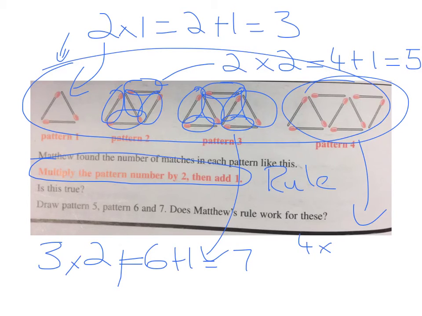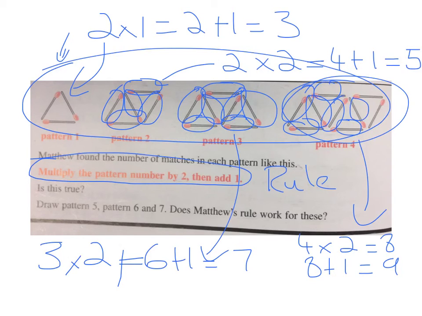Goes 4 times 2 equals 8, 8 plus 1 equals 9. Let's have a look. 1, 2, 3, 4, 5, 6, 7, 8, 9. So that rule is true. So if we were to do this out, pattern 5 would be 5 times 2 equals 10, plus 1 equals 11. So again, I've been able to use the rule as the basis for you to determine what the pattern is in the sequence, to be able to predict what future numbers or matchsticks will be in the pattern.